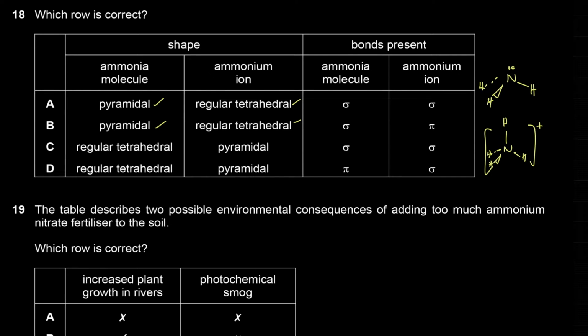So we know that ammonia is pyramidal and ammonium is tetrahedral. And what are the bonds present? Do either of them have pi bonds? Do you see any double bonds here? Do you see any pi bonds on either of them? No. They both have sigma bonds. So the answer here is A.